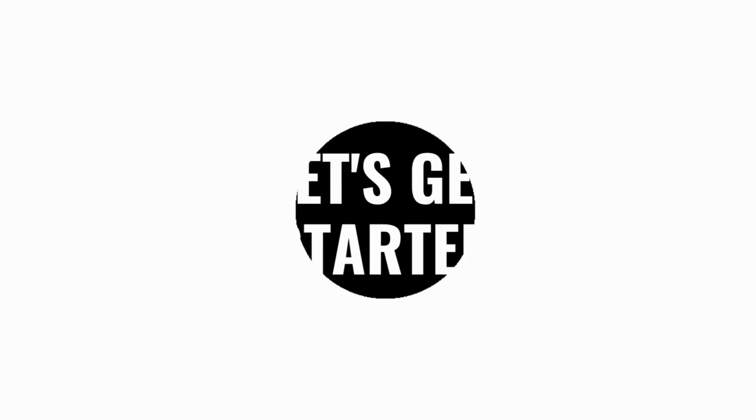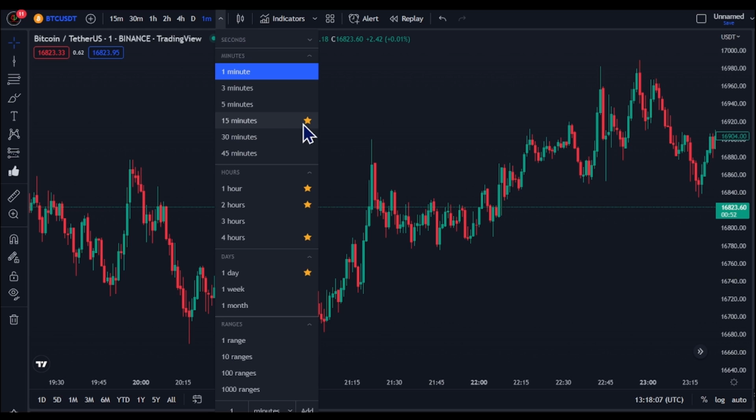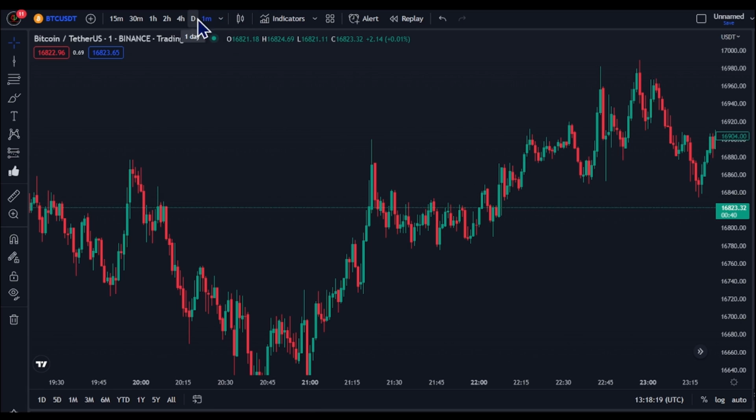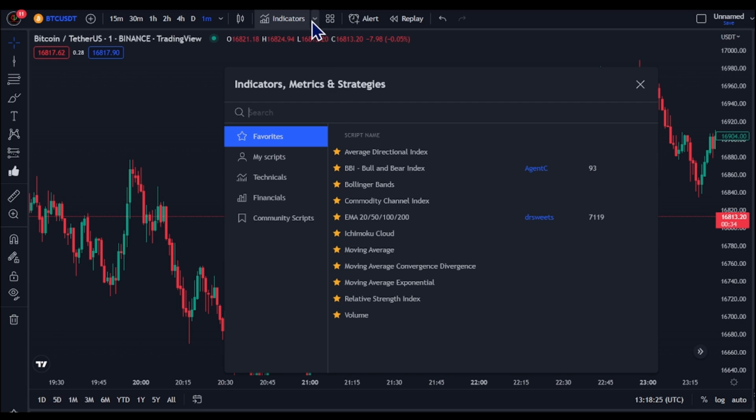Now, let's get started. This strategy works on all small time frames, starting from 1 minute up to 15 minutes. But in order to get the best results, I recommend that you use this strategy in a 1-minute time frame. Let's proceed with the indicators.